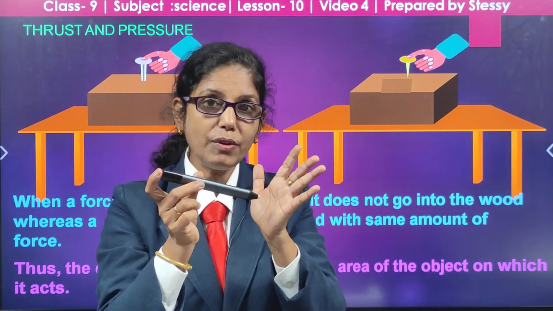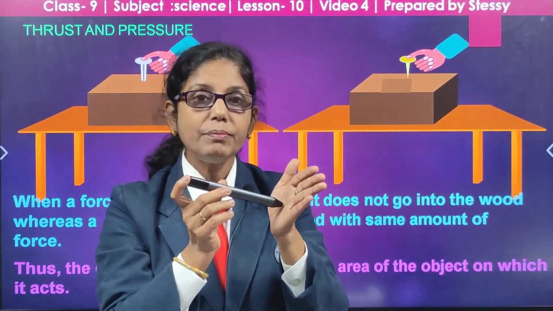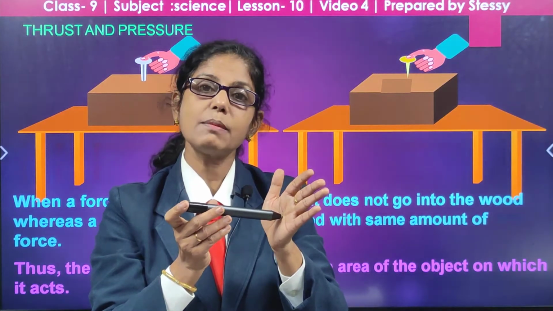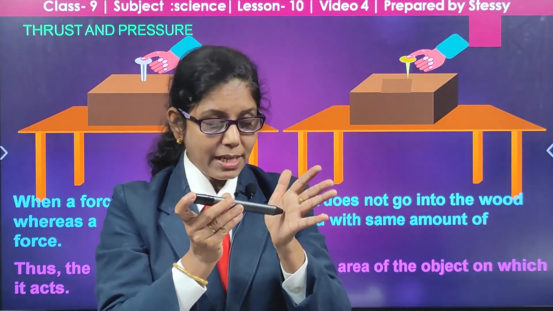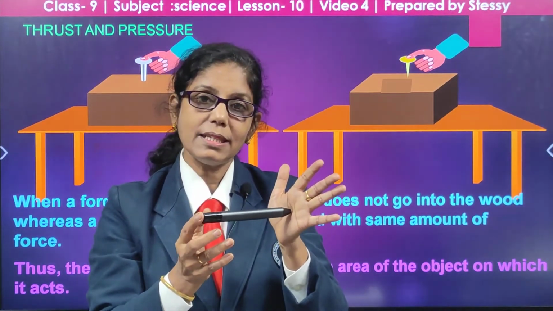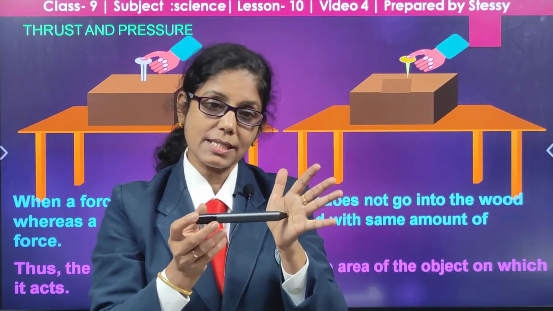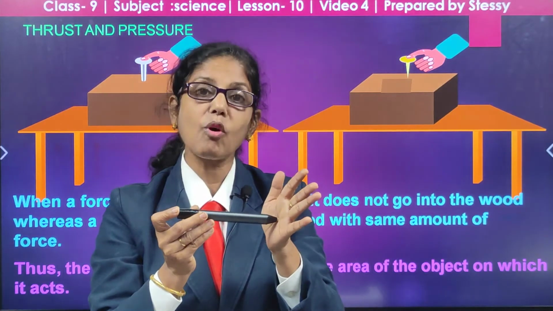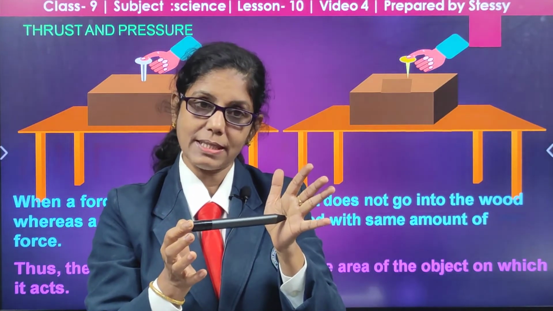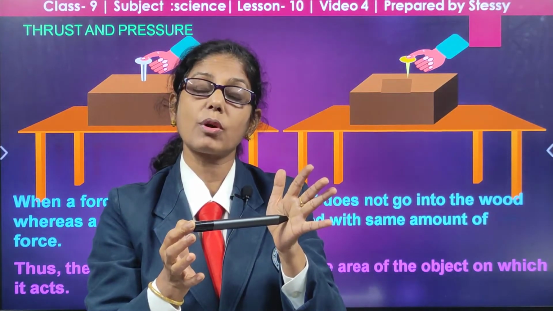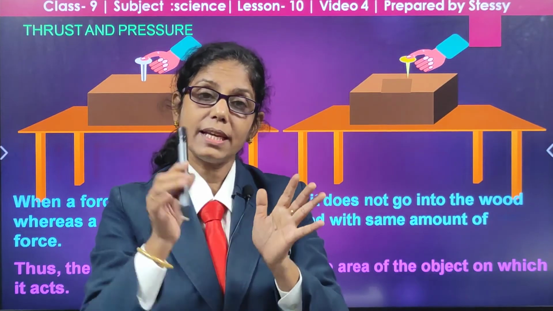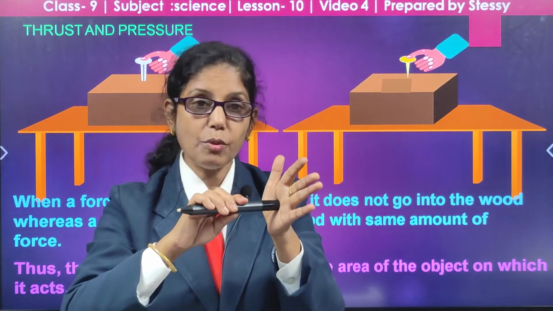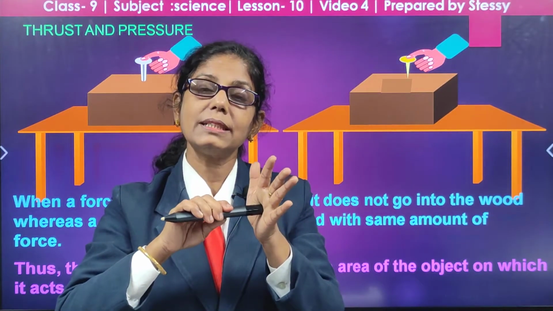The same pen we use on your palm and you pressed the same way in both cases, but in the first case, it is pointed. As a result, the area is very less. You felt more pain when you pressed here because the pressure is more. And in the second case, the area is more. As a result, when you pressed like this, the pressure is less.